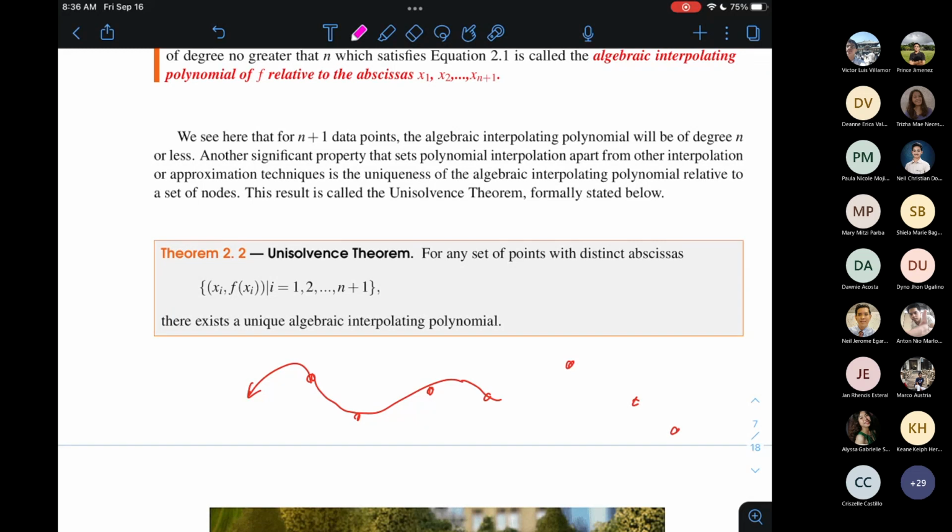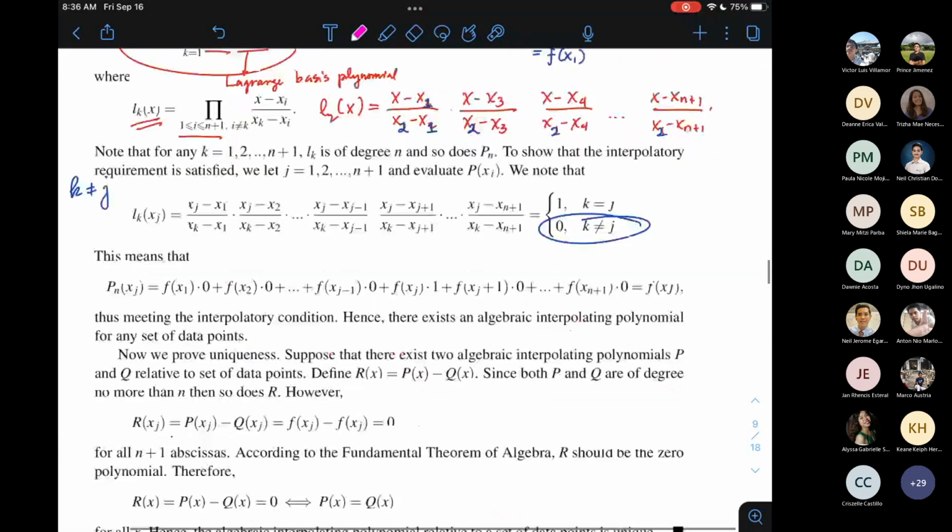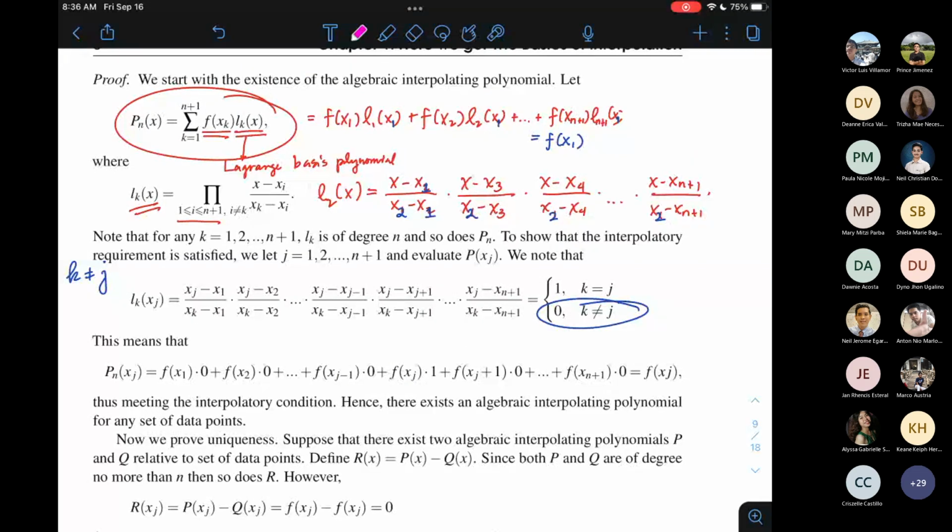Nagawa na natin yung uniqueness last time by giving a specific example, a specific way of finding the interpolating polynomial, and that's through the Lagrange form. Ang Lagrange form ng interpolating polynomial is given by this formula. The algebraic interpolating polynomial is a polynomial of degree not more than n. Alright? So meron kang n plus 1 points, ang maximum degree na posible para dun sa algebraic interpolating polynomial natin ay n.